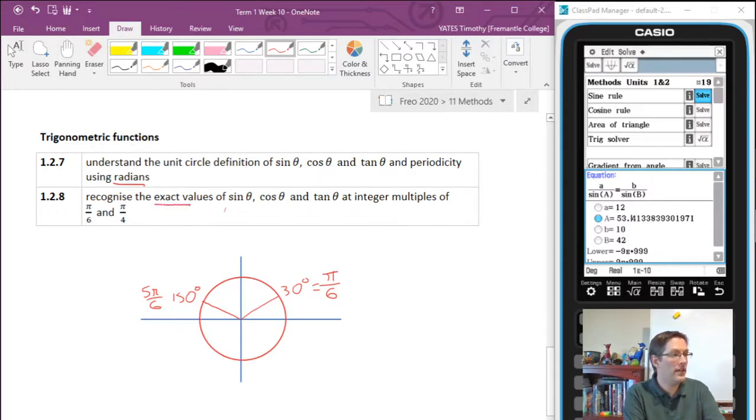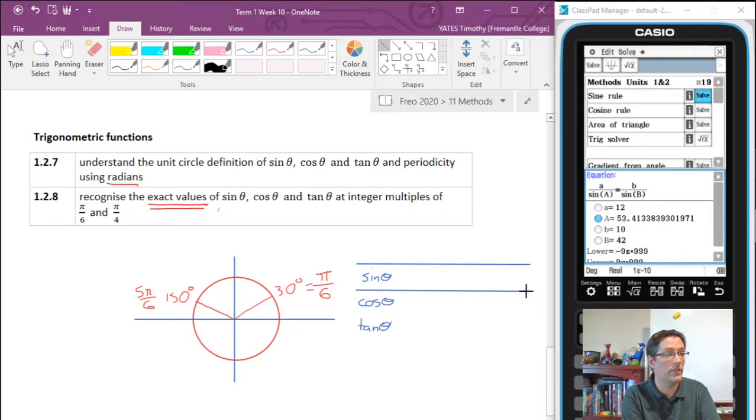And then we've got exact values. So exact values are very important. Now when we're talking about exact values, we're talking about sine theta, cos theta, and tan theta. And we need to be able to work with them in radians as well as degrees. So we should know our exact values in degrees, but I'm going to write our exact values in radians up here now.